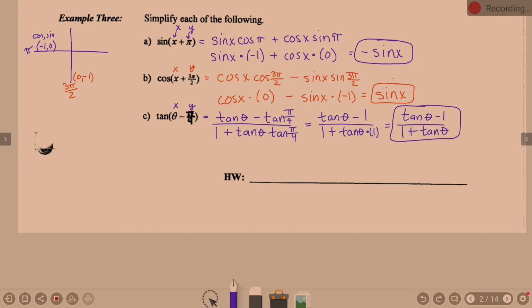Okay, your homework is on page 425. One through 22, I believe.